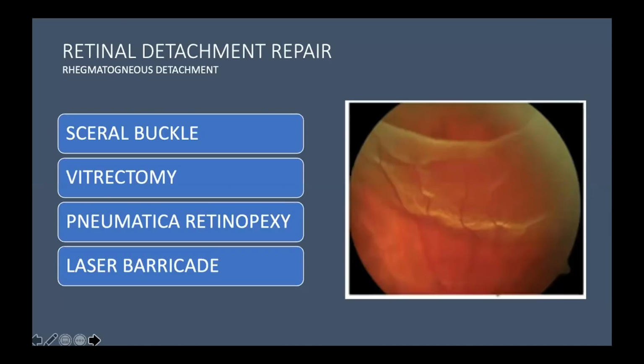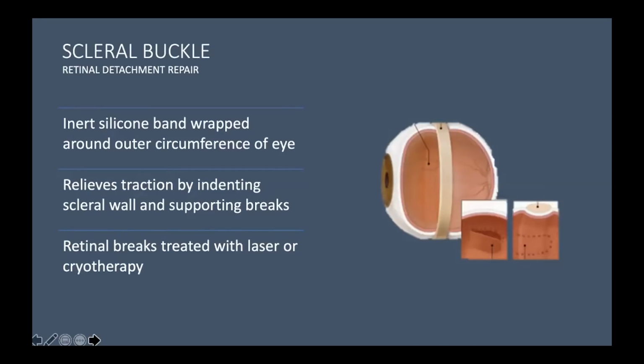So in order to repair a retinal detachment, we have a series of surgical techniques, including scleral buckle, vitrectomy, pneumatic retinopexy, and laser barricade. The scleral buckle for retinal detachment repair involves the placement of an inert silicone band, which is wrapped around the outer circumference, the outer wall of the eye, in order to support the retinal break, the retinal tear shown here.